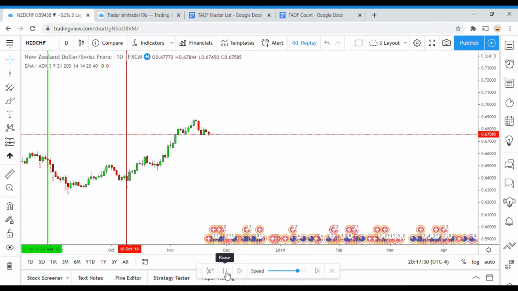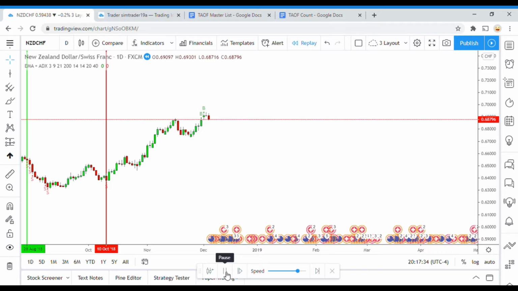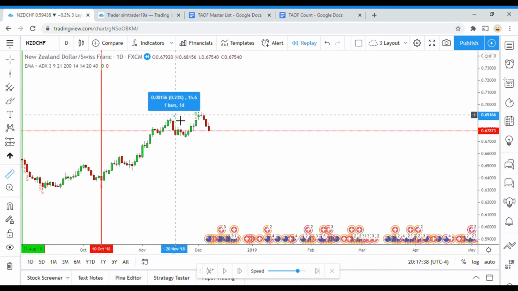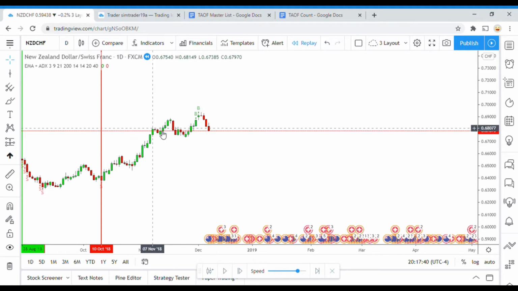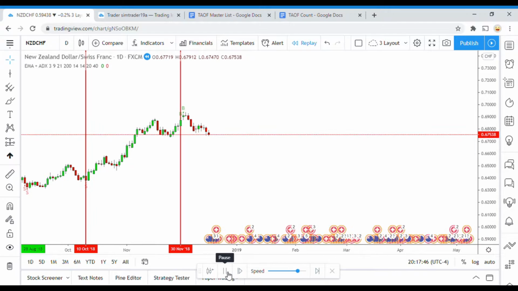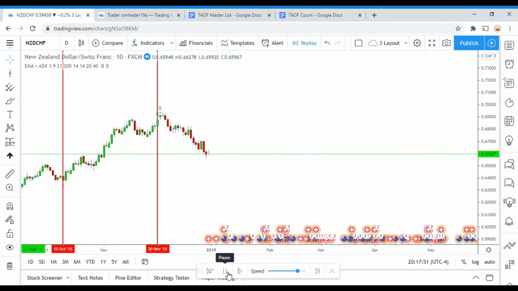We're getting close to the end of the year now. Not too much longer. Let's see if we get a few more signals going on here. So there was a buy signal there, and there. Unfortunately, got stopped out again. Let's see if we get any more. Maybe.